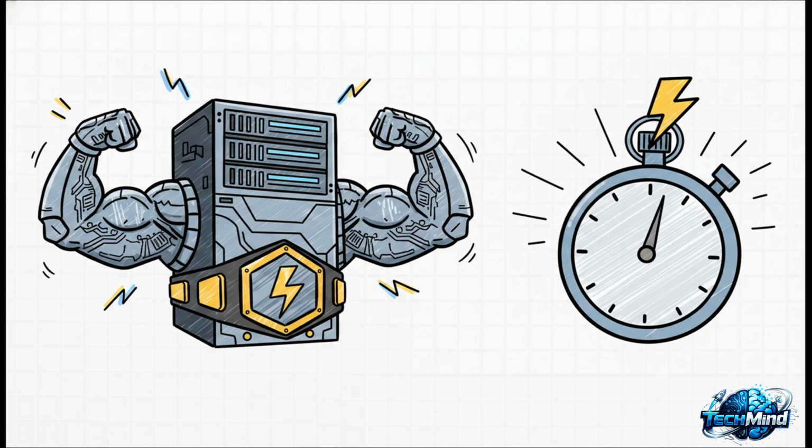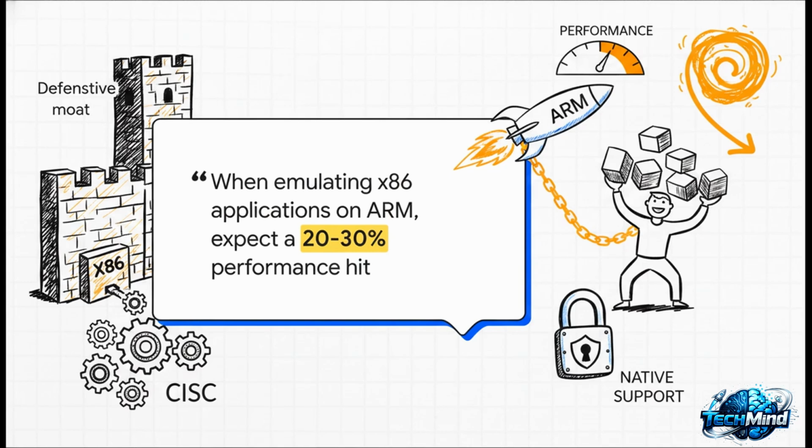Throw in advanced features like hyperthreading and turbo boost to maximize peak throughput, plus unmatched legacy software compatibility, and x86 remains an absolute powerhouse. And honestly, that legacy compatibility is a massive defensive moat for x86. Just like this quote points out, if you try to run complex legacy x86 enterprise software on an ARM machine through emulation, you're going to take a 20 to 30% performance hit right out of the gate. Translating those complex CISC codes into simpler RISC instructions requires some serious heavy lifting.